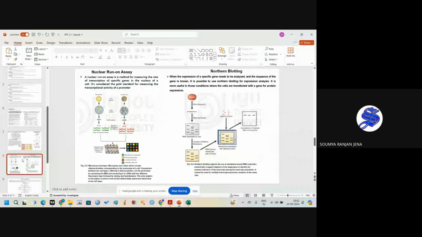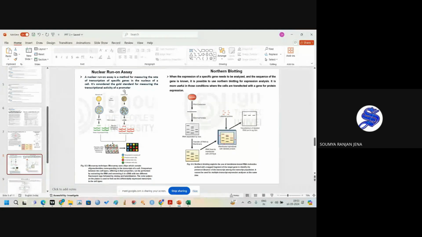Then the next one is the nuclear run-on assay. What is a nuclear run-on assay? A nuclear run-on assay is a method for measuring the rate of transcription of specific genes in the nucleus of a cell. It is only targeted to nuclear region expression, and it is considered the gold standard for measuring the transcriptional activity of a promoter. It is targeted to the promoter region, because the promoter is required for the start of the transcription process.